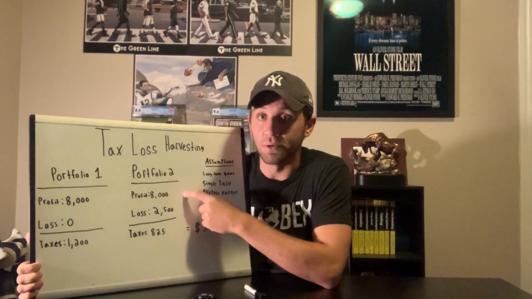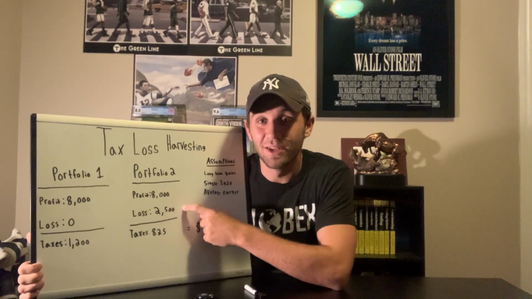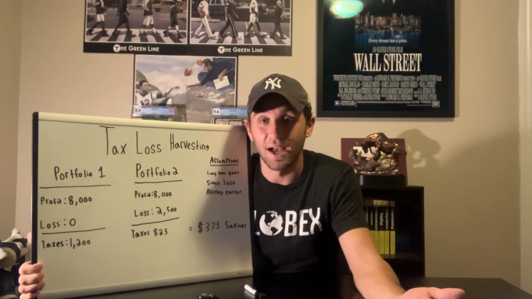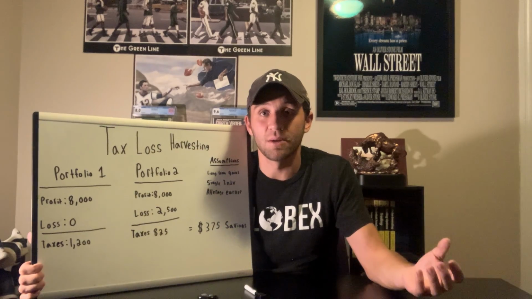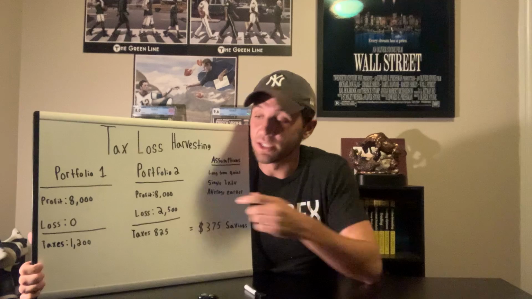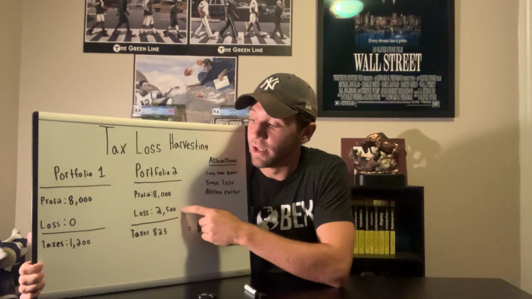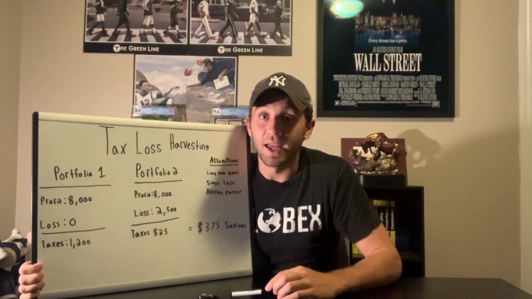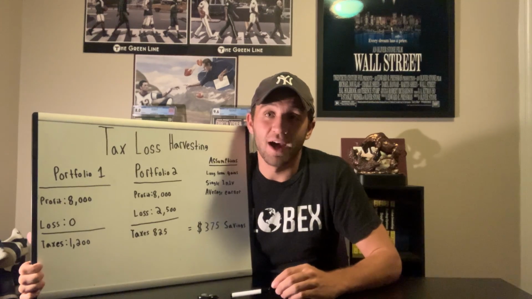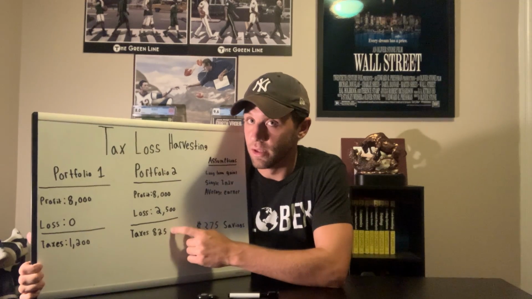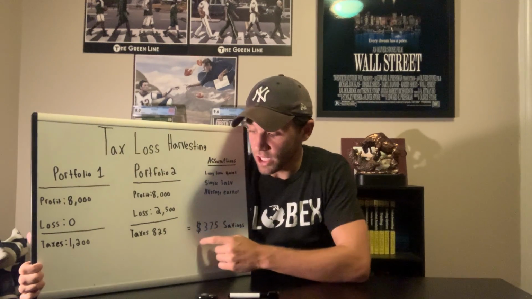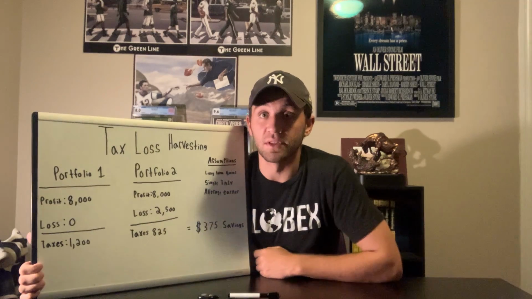Well, portfolio 2, you make that same $8,000 on that stock, but you get rid of that loser. You're selling the stock that's down $2,500. That's the best way to do it. Why are you hanging on to something that's not making you money? So you sell that $2,500 stock, and now you're only paying capital gains on $5,500 instead of the $8,000. So what's 15% of $5,500? $825. That's a $375 difference.